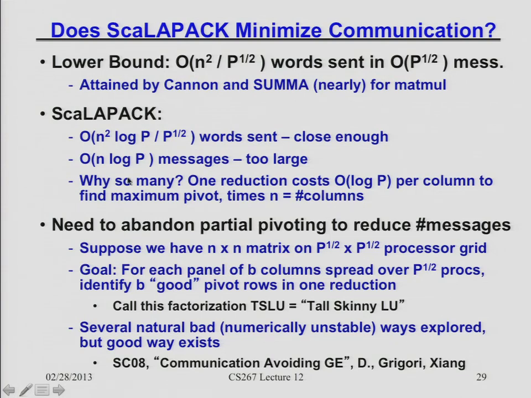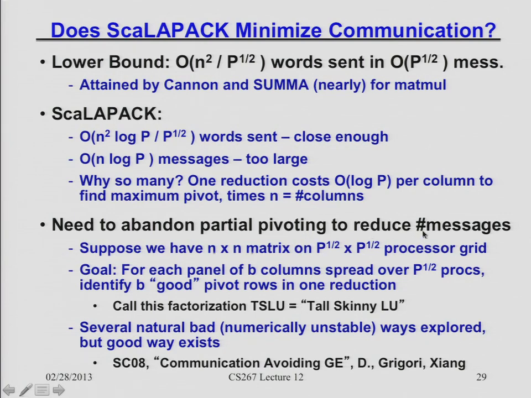And so why is that? Well, when you think about the way the algorithm works, every time I get to a column, I have to say, who's the biggest guy in the column, right? I have to do that once per column, that's proportional to n, and each one is a reduction over square root of p processors. That's going to cost me log square root of p messages, so it's n log square root of p. And so as long as I'm doing partial pivoting, asking who's the biggest guy in each column, I'm stuck with this much, much larger number than square root of p.